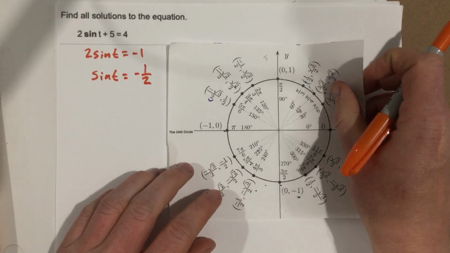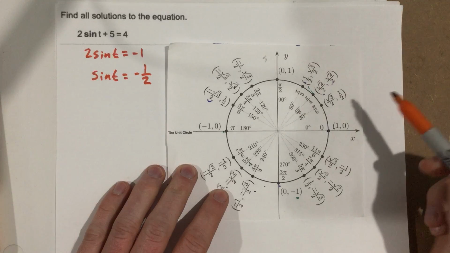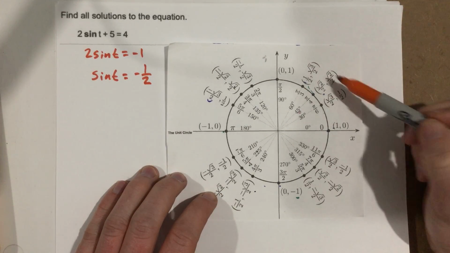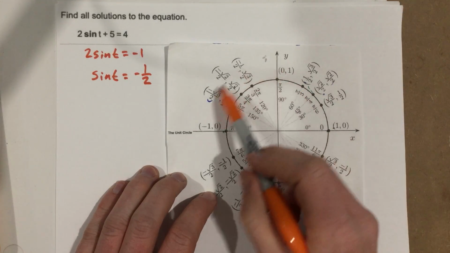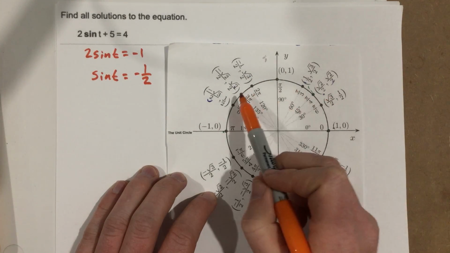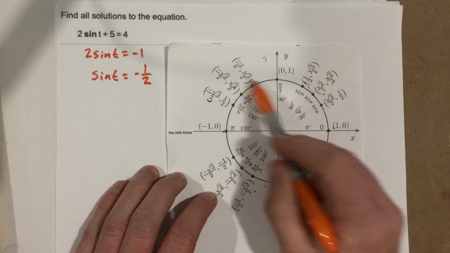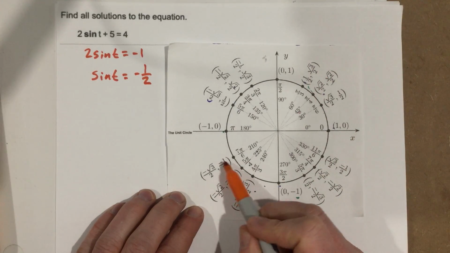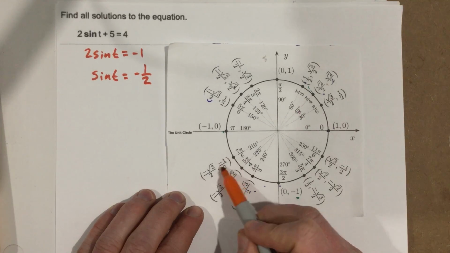We know sine is the y value. So if we look at the unit circle and look for the sine values of -1/2, sine's going to be positive in the first and second quadrant. So we can just ignore those two quadrants. Let's look at the bottom quadrants. -1/2 is right here for the y value.